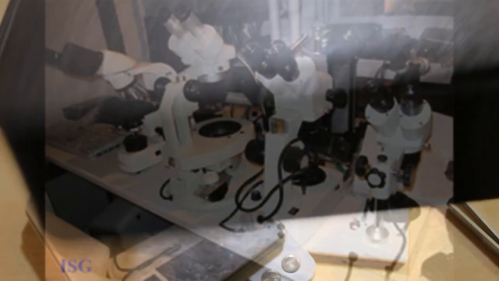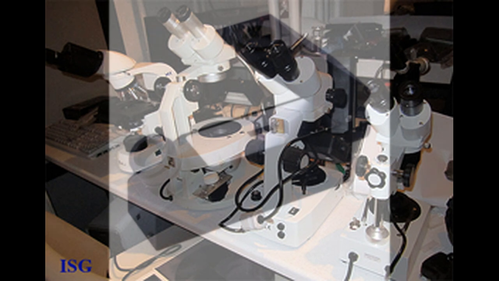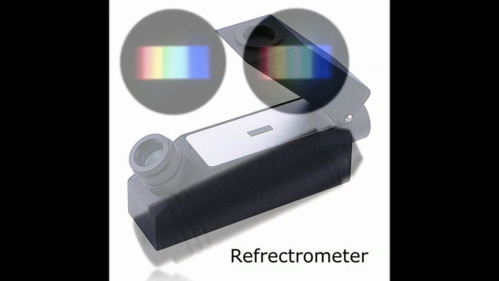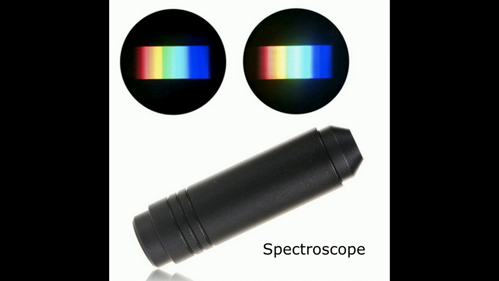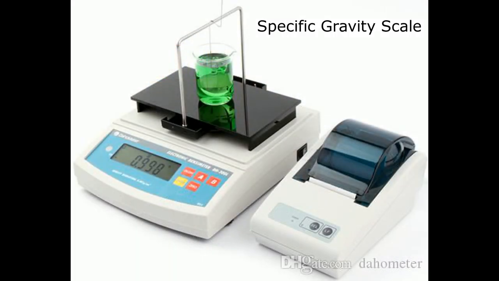So there are also many other equipments for identification, like the refractometer, like the spectroscope, for knowing RI, or for knowing SG. I will tell you about them in my later video.